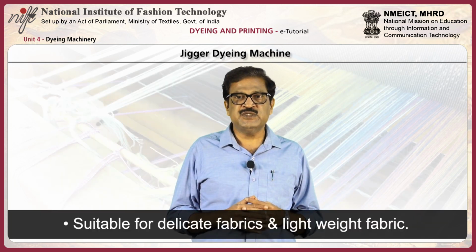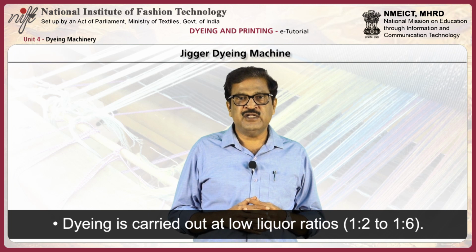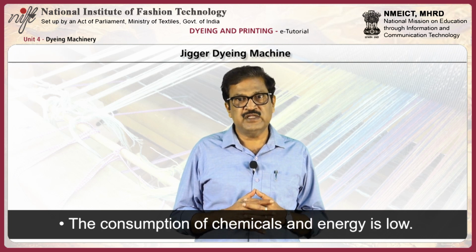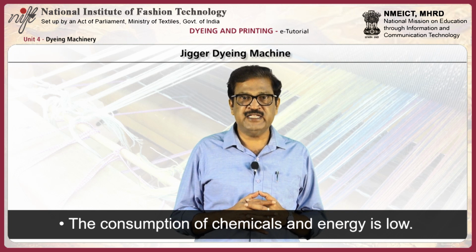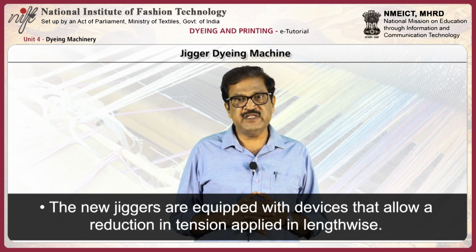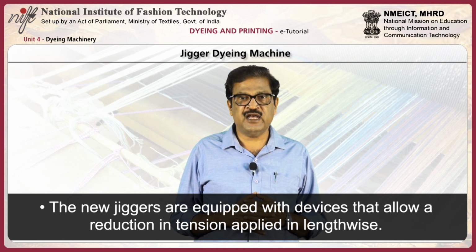This machine is suitable for delicate fabrics and lightweight fabrics. Dyeing is carried out at low liquor ratios, 1:2 to 1:6. The consumption of chemicals and energy is lower than winch dyeing machines. The new jiggers are equipped with devices that allow a reduction in tension applied in the lengthwise direction.